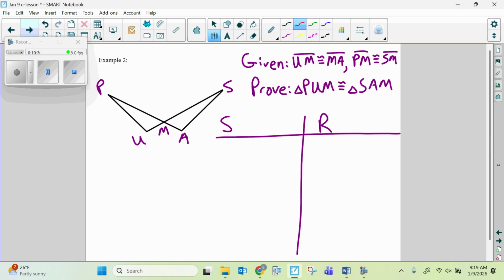All right, let's go through this proof a little bit faster. Again, I see some given information here. And this time I'm asked to prove that triangle PUM is congruent to triangle SAM. So again, I'm trying to prove that these two triangles are congruent to each other. So I'm going to go after one of my 5 postulates. So let's start with step 1. Take a guess what your statement 1 will be. It should be that segment UM is congruent to segment MA.